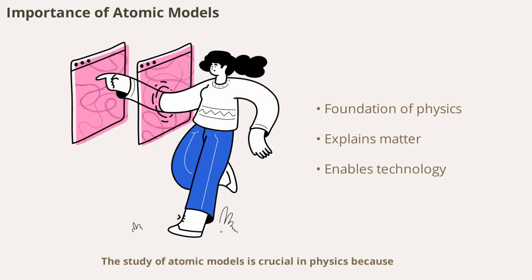Study of atomic models is crucial in physics because it helps us understand the fundamental nature of matter and energy. Atomic models explain the structure of elements, the formation of chemical bonds, and the behavior of materials at the microscopic level. They also provide the basis for technologies like lasers, semiconductors, and nuclear energy. By studying atomic models, scientists can predict and manipulate the properties of matter, leading to countless advances in science and technology.